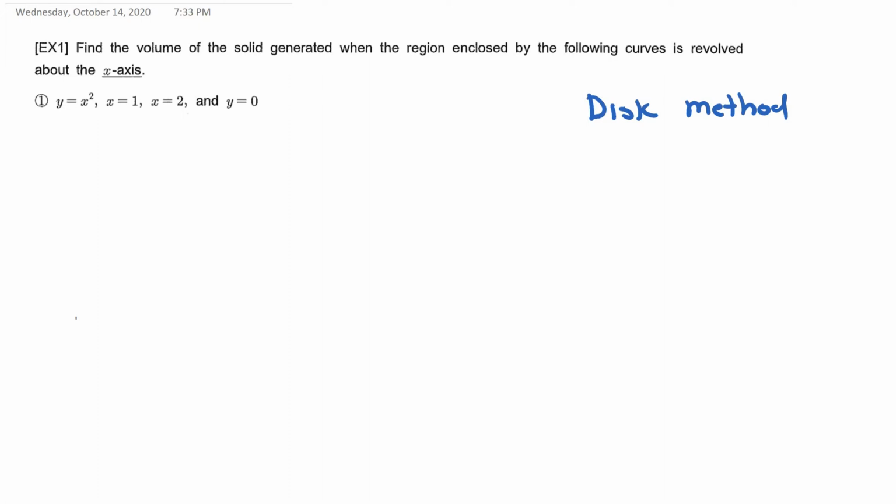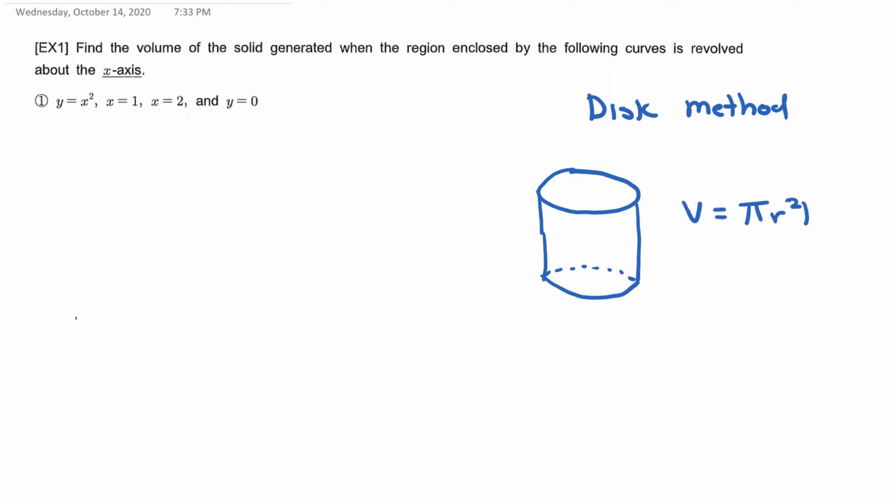Now the disk method has to do with finding the volume of a cylinder. You may recall in class that when we have a cylinder, we can find its volume using a formula from grade 8 math, where the volume is pi r squared h. We call it the disk method because we take a look at one subsection of the cylinder, and we try to find the volume of one of these smaller cylinders.